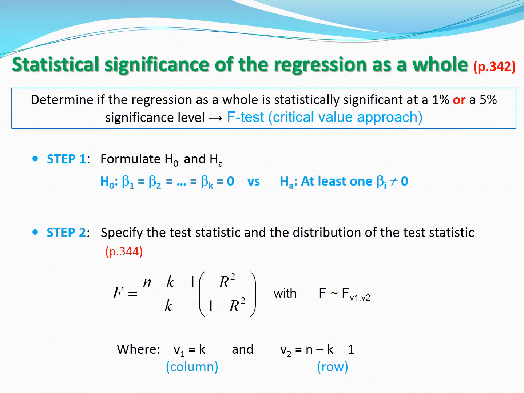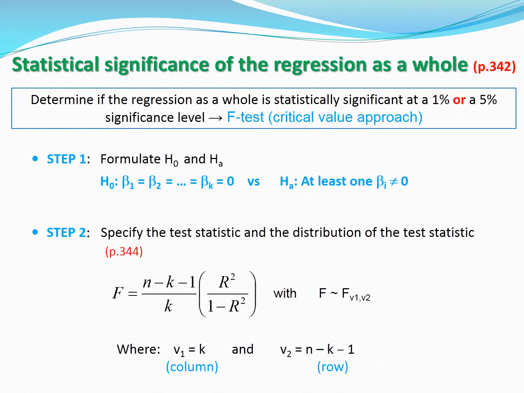Then in step 1, we formulate our null and alternative hypothesis. So in the null hypothesis, you state that your regression coefficients are equal to 0. Remember, we use the sample data to test the population parameter. So here you write betas and not the estimated values given by b's.